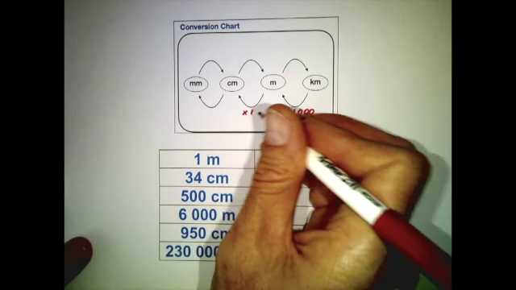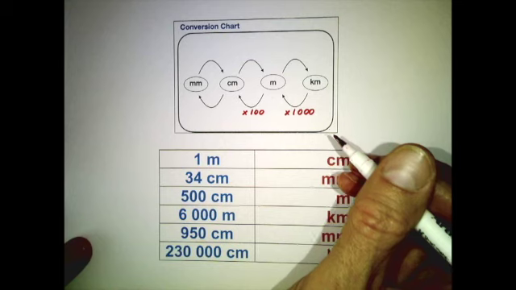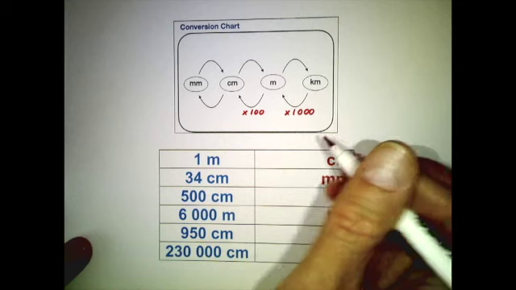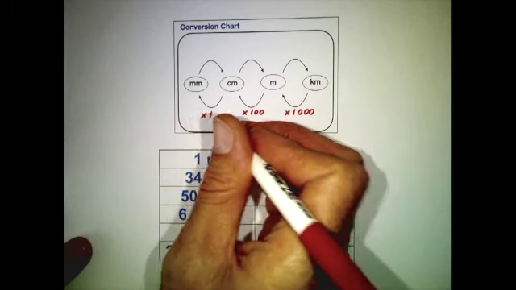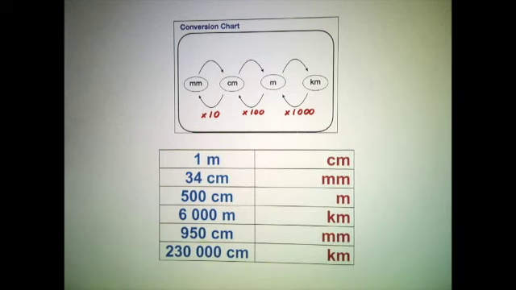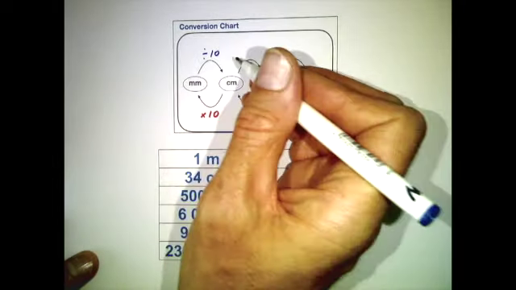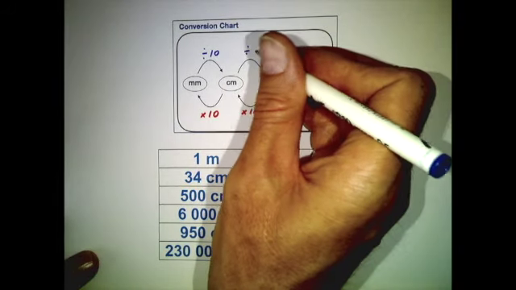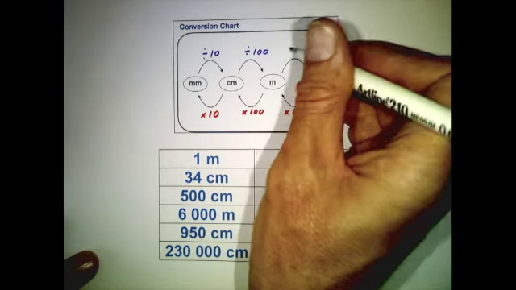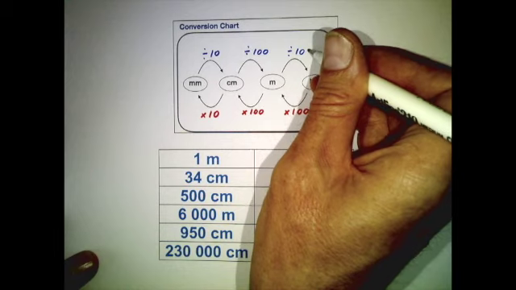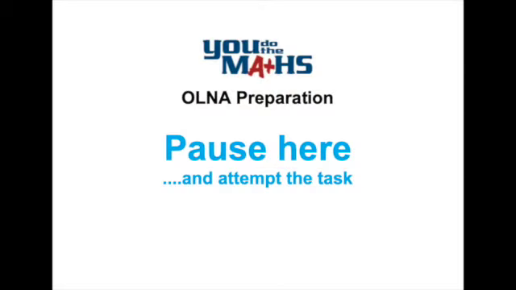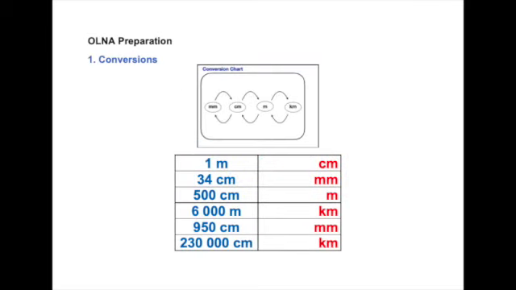Likewise, there's 100 centimetres in a metre, so we multiply by 100 when going from metres to centimetres. And then we multiply by 10 when going from centimetres to millimetres. Now, going in the reverse order, in other words from millimetres towards kilometres, we're going to do the reverse operations. So it's divide by 10, divide by 100, and then divide by 1000. It's suggested that you pause the video here and see if you can complete the table for yourself.